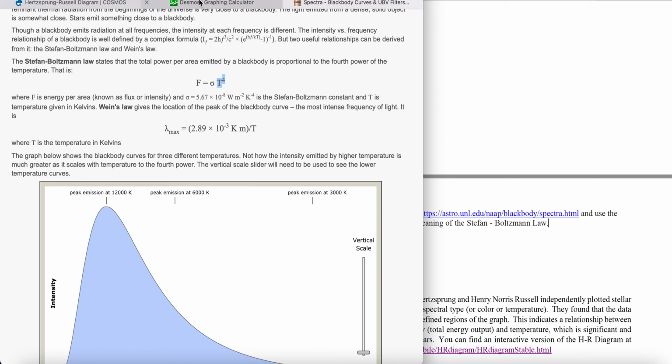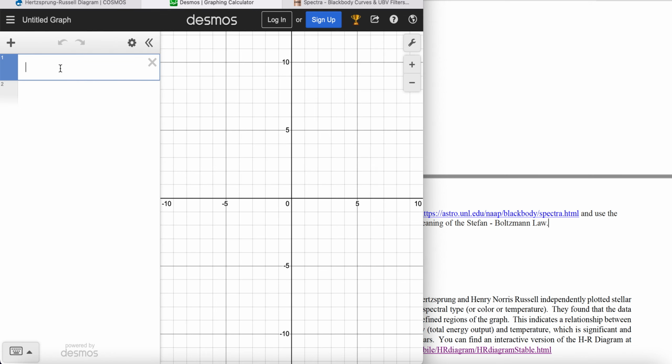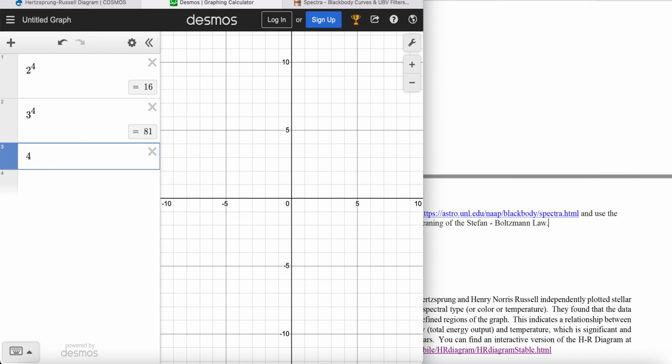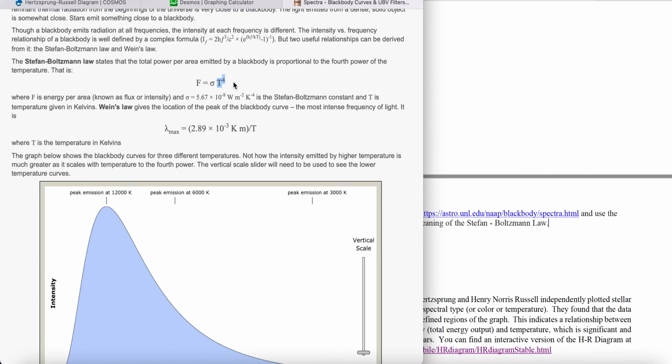In fact, I have Desmos open so we can see how dramatic an effect raising something to the fourth power is. If I take 2 to the fourth power, that's 16, as I said, but 3 to the fourth power, oh, that is 81. So it's not 81 squared, but still, big difference. And then if we go to 4 to the fourth power, it jumps up even more. These are huge steps we're taking, even though numerically we're just going from 2 to 3 to 4. So you can see what we call a strong dependence on temperature. Intensity, flux, has a very strong dependence on temperature.